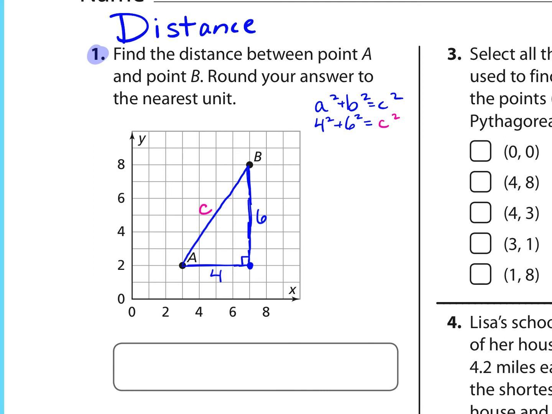4 squared is 16 plus 6 squared is 36, and that comes out to 52 equals c squared. Then we're going to take the square root of both sides, and we get that c is about 7.2, and we're rounding to the nearest unit, so we get 7 units.